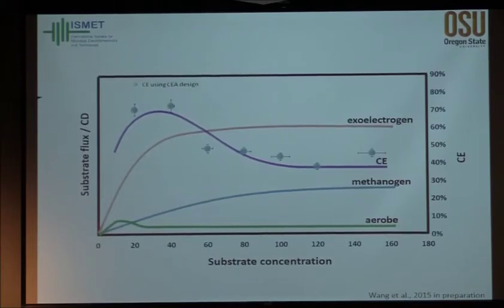When we overlay our data using the CEA design, the Coulombic efficiency fits this curve pretty well. So we want to see if there are any other factors that can affect the Coulombic efficiency and current density. Then we did a search on Web of Science based on the topic of microbial fuel cell and Coulombic efficiency during the past 10 years, and the top 50 papers were selected as the database.